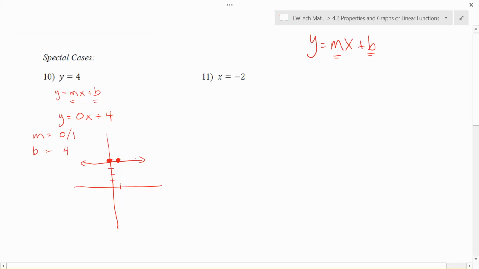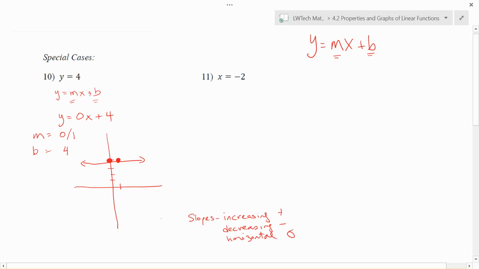Notice x can be anything, but y has to be equal to 4, so we get that really great horizontal line. And if you remember when we were talking about different types of slopes, we had slopes that were increasing where your slopes were positive. We had lines that were decreasing because we had slopes that were negative, and then we had horizontal lines when our slope was equal to 0, and that's exactly what we see happening here.